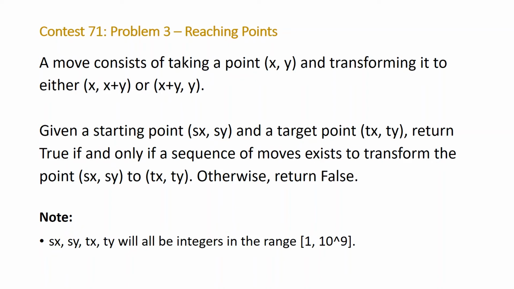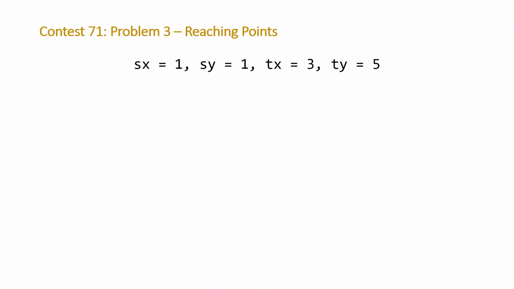Otherwise, return false. And note that all 4 of the values you are given will be integers in the range 1 to 10 to the power of 9. So here's our example. sx and sy start at 1, and tx and ty are 3 and 5 respectively. So those are the numbers we want to end up at. So we can represent this with 2 sets of parentheses as so. And if we follow the following steps, we can get from (1, 1) to (3, 5).